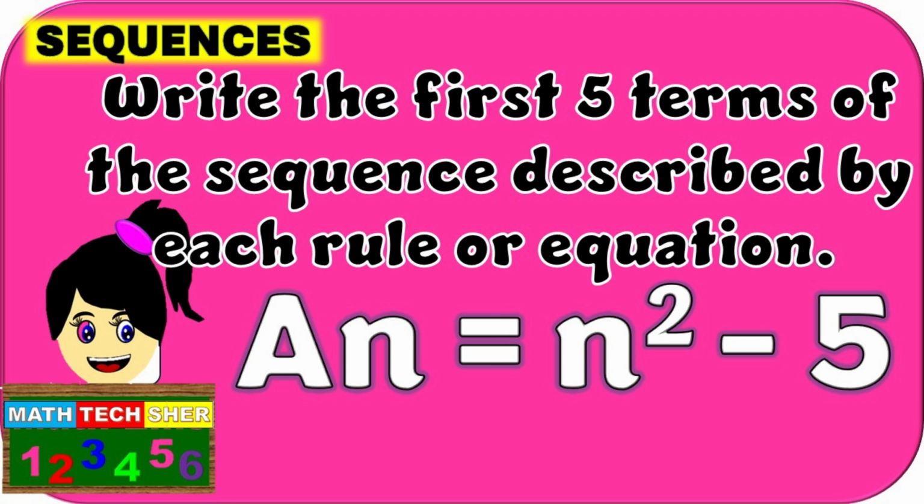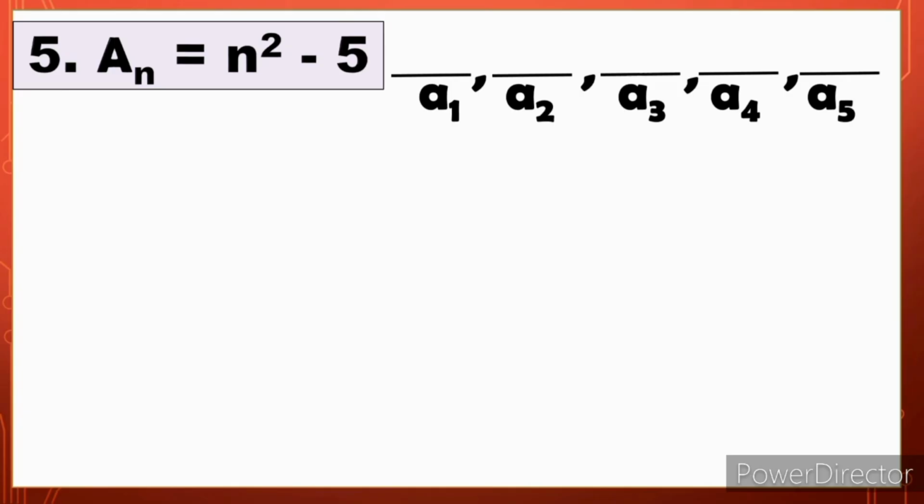Sa video na to, ituturo ko sa inyo kung paano kunin ang first 5 terms. Okay, next, let's have another example. Number 5. Number 5 rule, a sub n equals n squared minus 5.